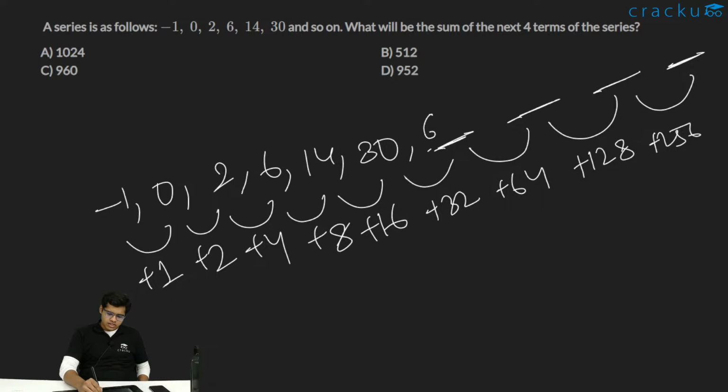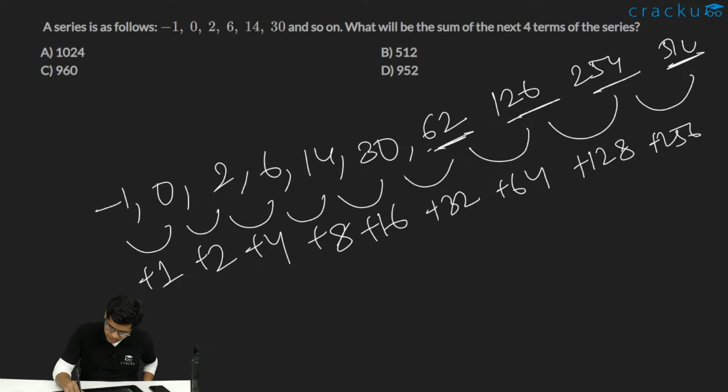30 plus 32 is 62. 62 plus 64 is 126. 126 plus 128 is 254. And 254 plus 256 is 510. Right? These are all powers of 2. 16 is 2 to the power 4. 32 is 2 to the power 5. 2 to the power 6. 2 to the power 7. 2 to the power 8.